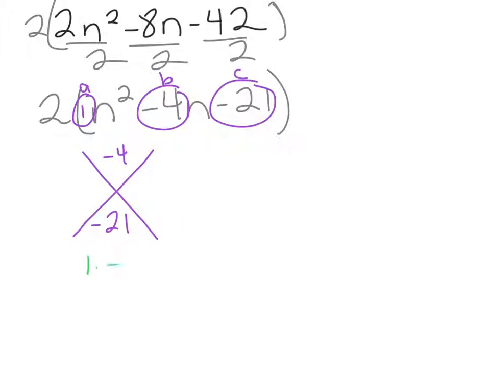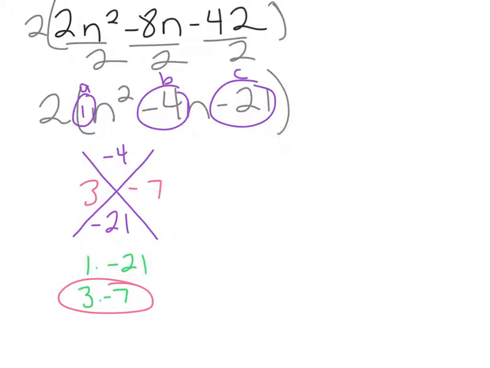1 times negative 21 does not add to negative 4. 3 times negative 7 does add to negative 4. So we can put those in the sides. So 3 times negative 7 is negative 21. 3 plus negative 7 is negative 4.